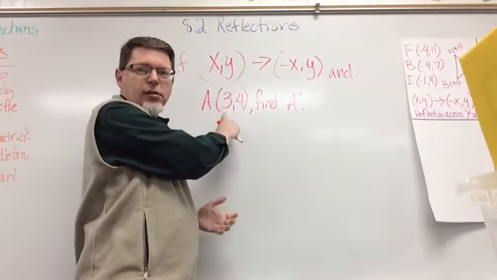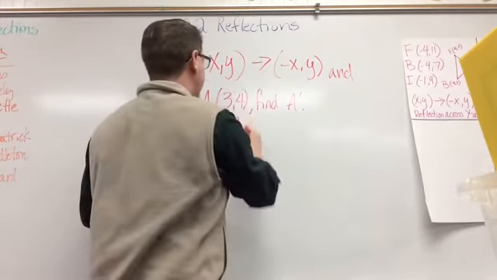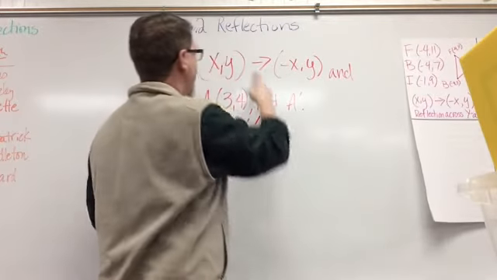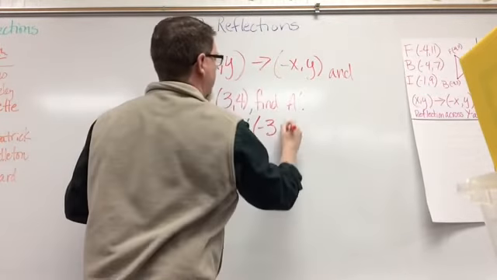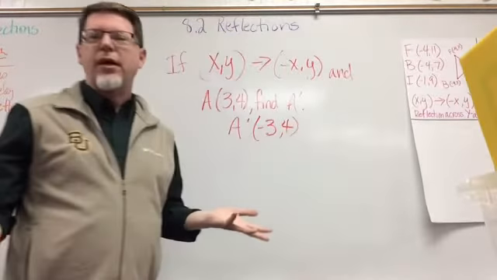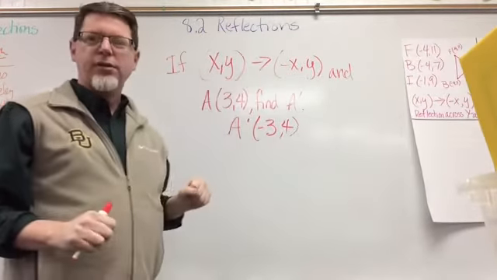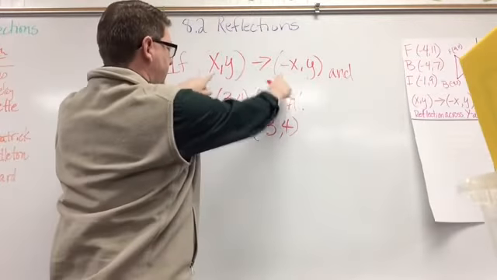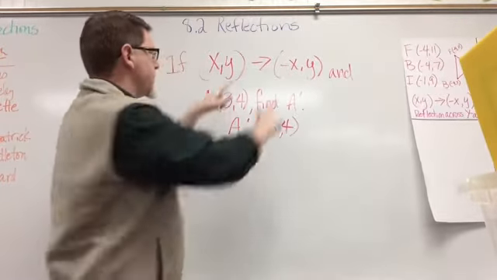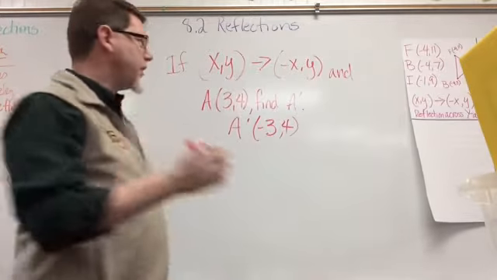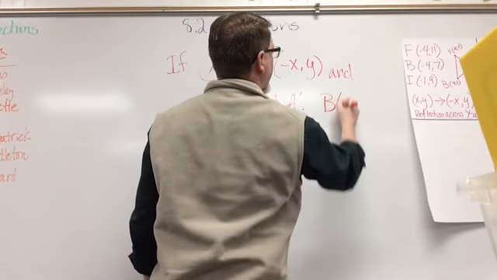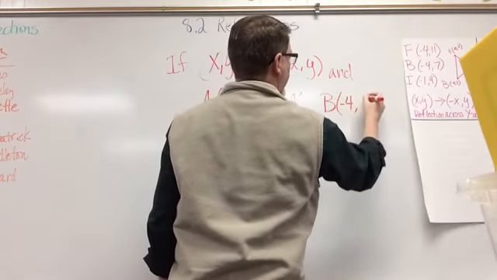The opposite of 3 is -3. So A prime is -3, y stays the same. So that's my A prime. I just followed the pattern of the algebraic representation. The only thing that changed was the x, so I do the opposite of x. There we go. What if B was (-4, 7)?